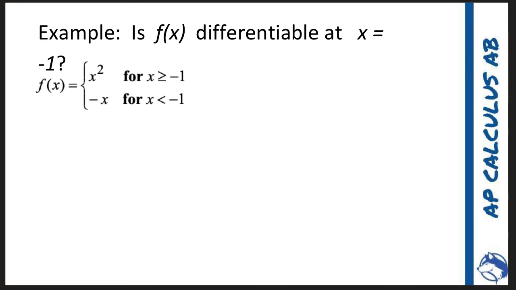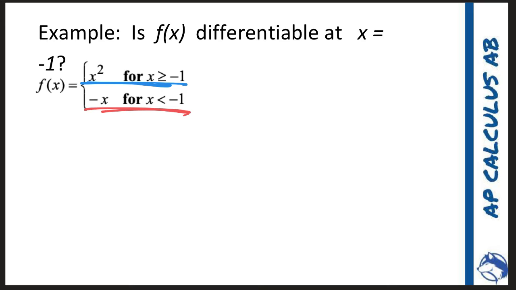So for this problem, we're going to be asked to find if f of x is differentiable at x equals -1. So they're giving us this function here where we've got, for the right side, something different going on than what's happened on the left side. So this is the right side and this is the left side.